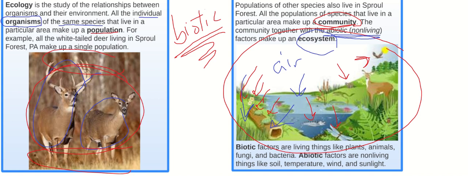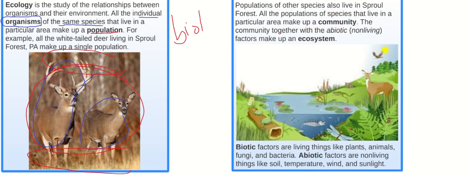Then you have what's called an ecosystem. Ecosystem is the biotic plus the abiotic. All right, don't forget that. All right, let's review. Good general review.